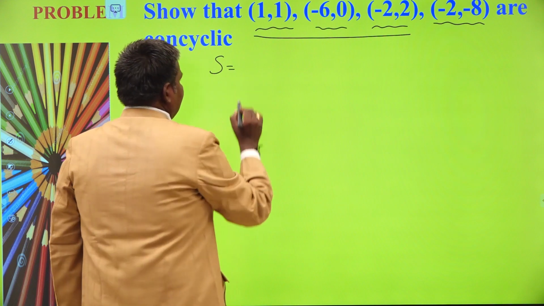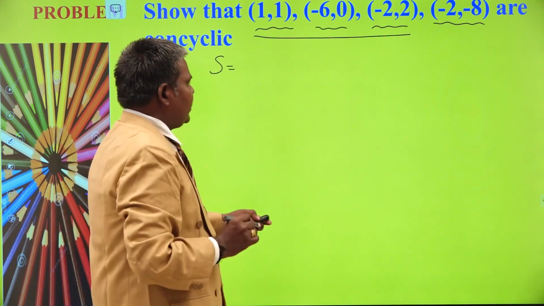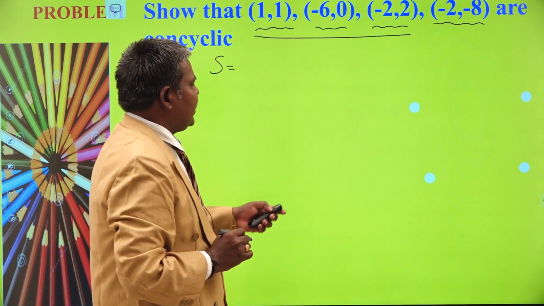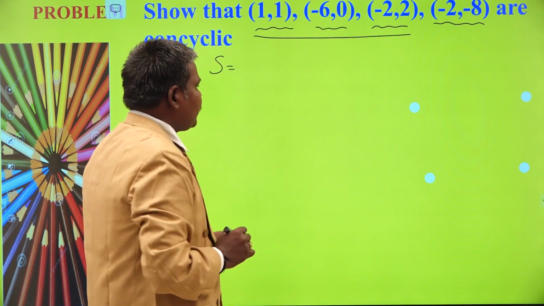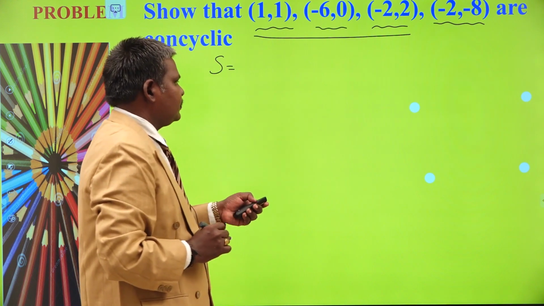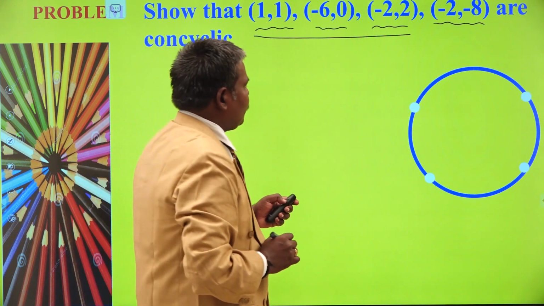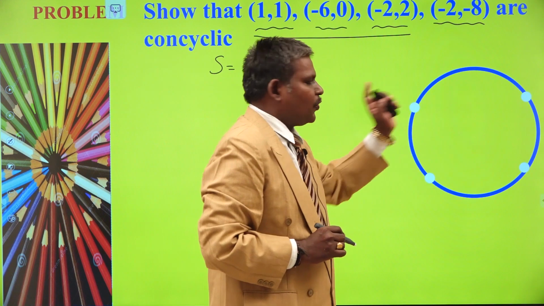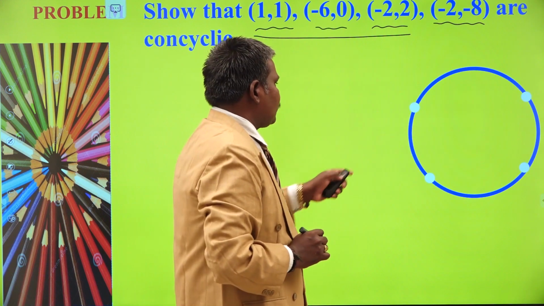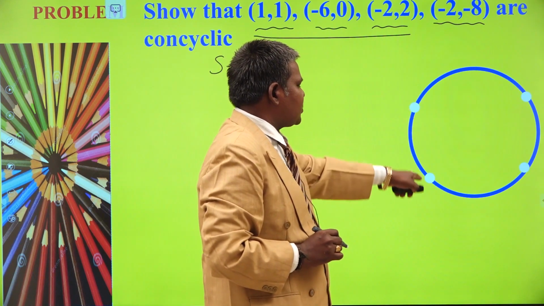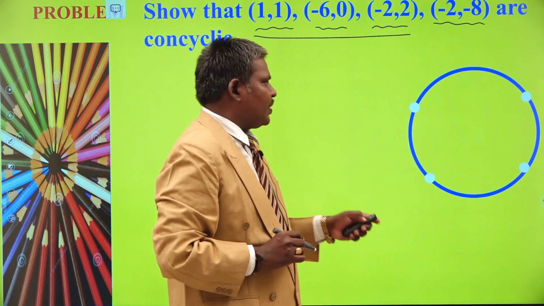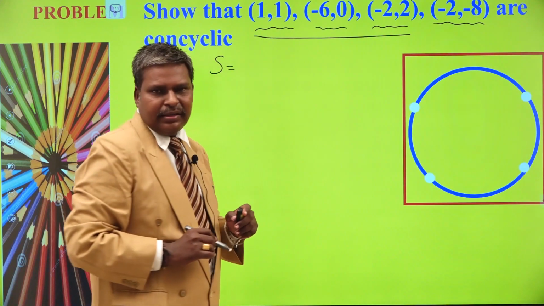How to start this one? Let S equal to 0 be the required equation of circle. So here, these are the 4 given points as shown in this figure. This is clearly a rough diagram. This is your circle passing through these 4 points. Then only we say that these 4 points are concyclic. So first of all, I am going to find the equation of circle passing through the 3 given points. This is the corresponding diagram.